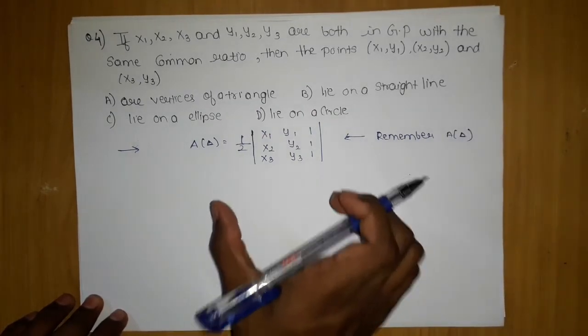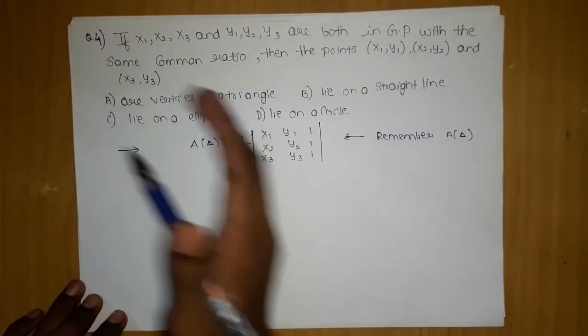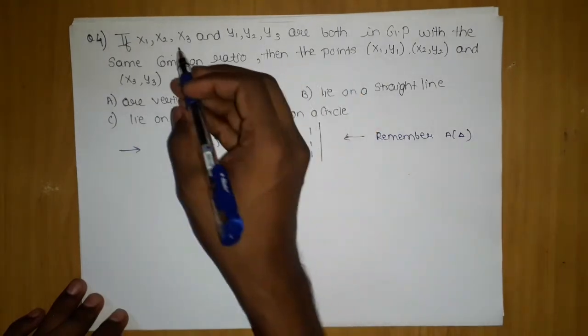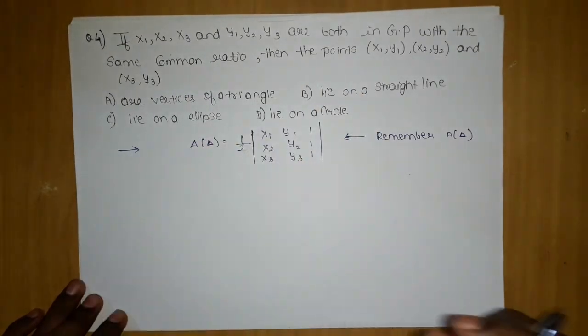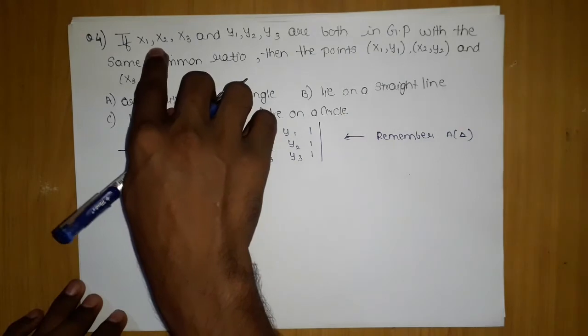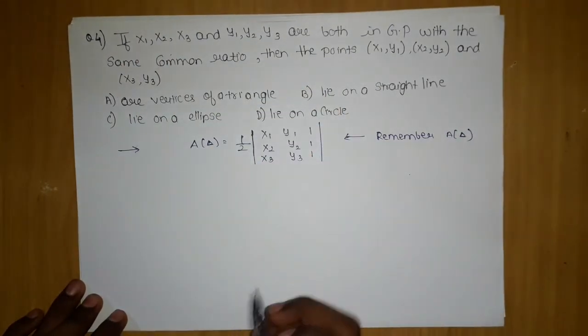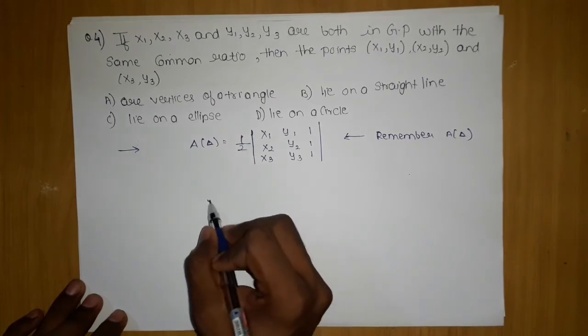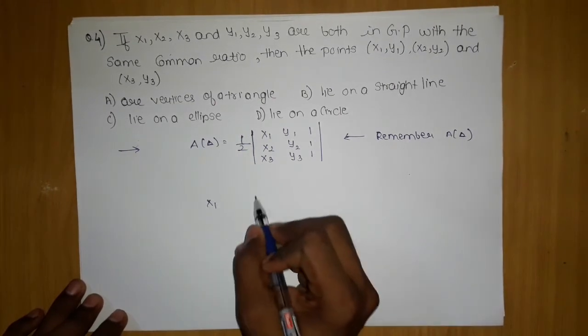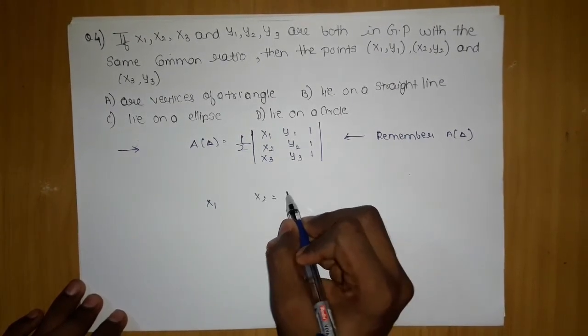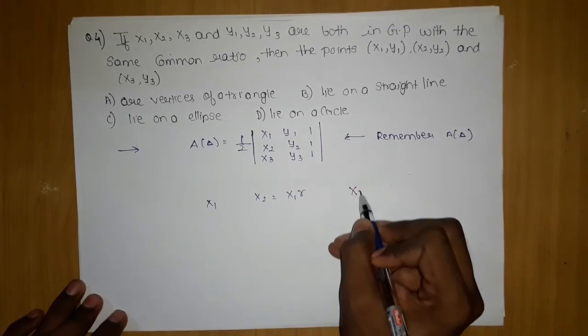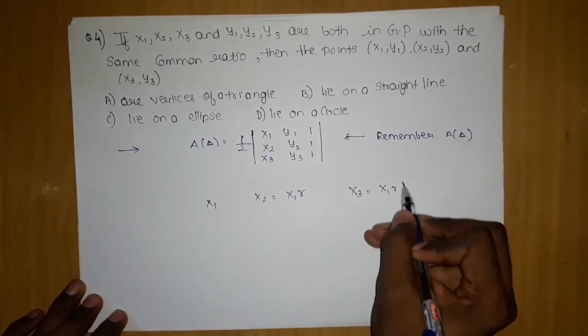So this is the area of the triangle, I know that. Now what they're telling us is that x1, x2, x3 and y1, y2, y3 are in GP and have common ratio r. Both have the same common ratio, which is r. So what we can do is, if x1 is this, then x2 I can write as x1 times r, and x3 I can write as x1 times r square.